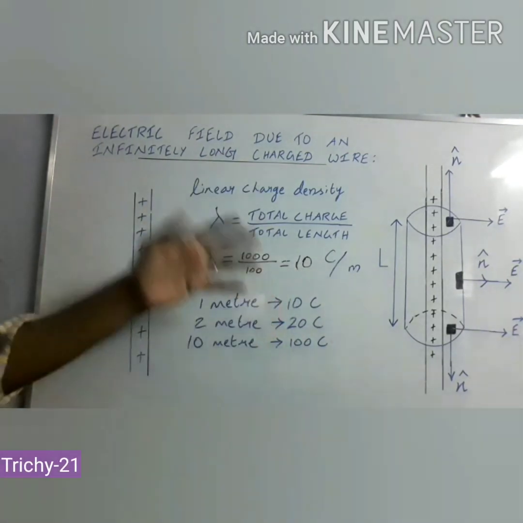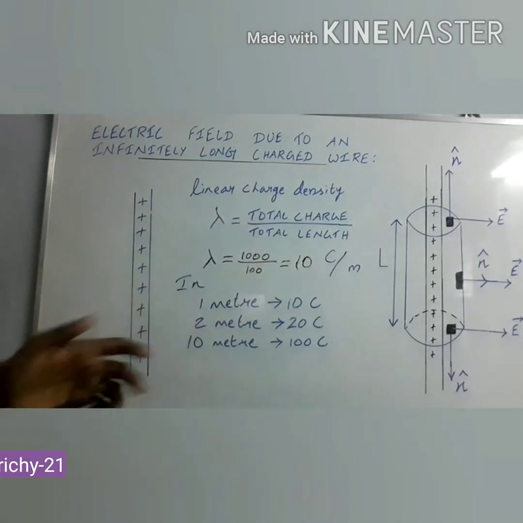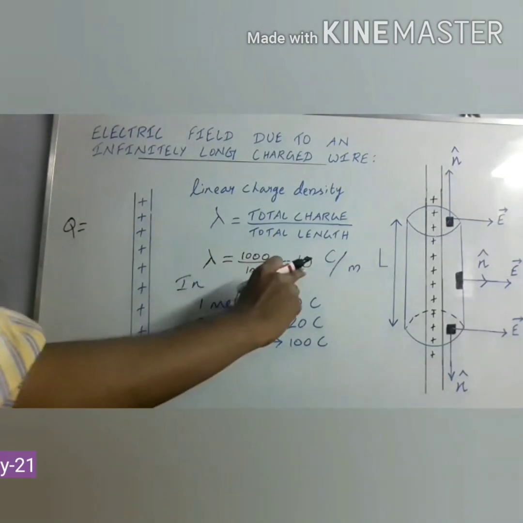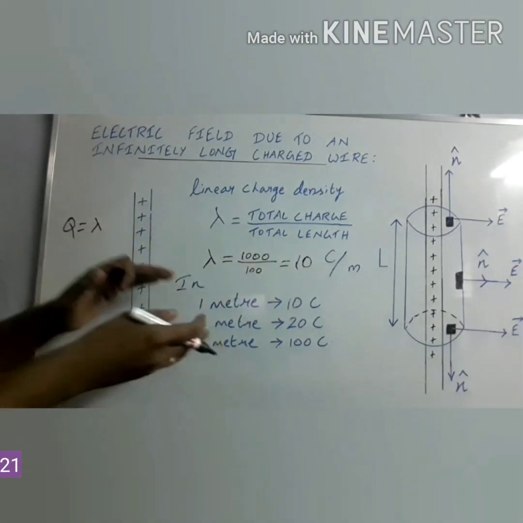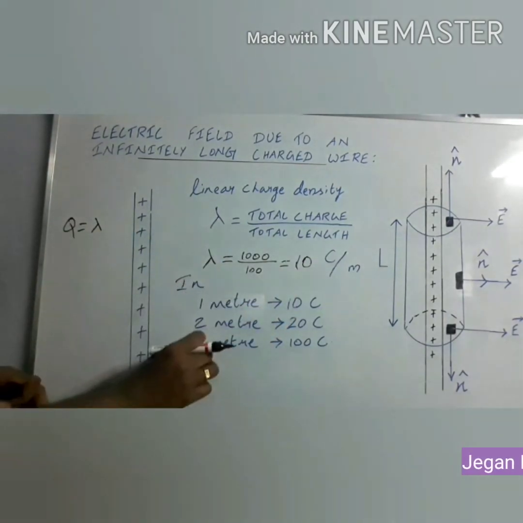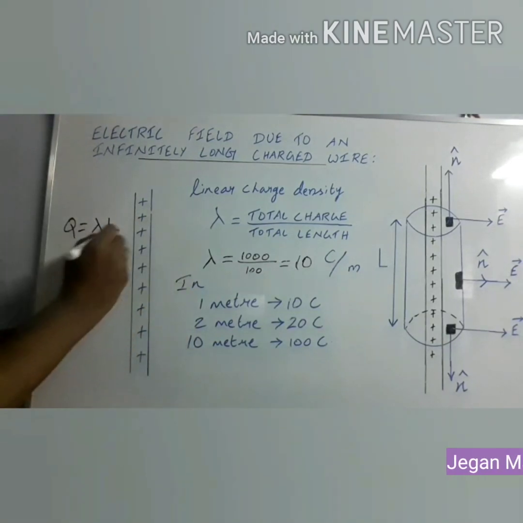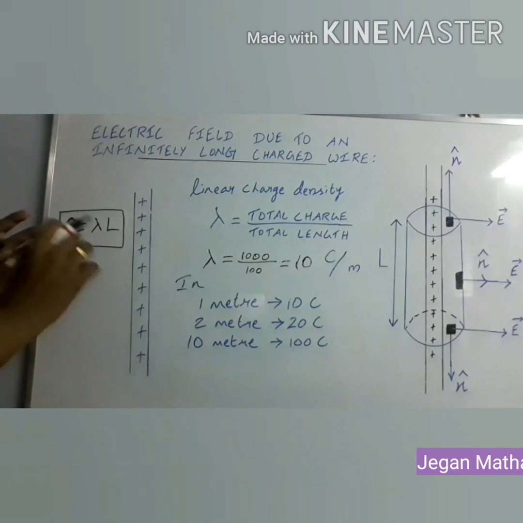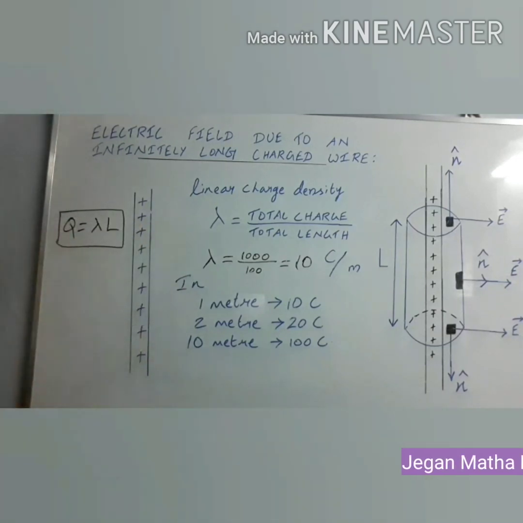So far, for our understanding, we used numbers. What is the general idea? How can you find the amount of charge? Q equals lambda, the linear charge density, multiplied by the particular length. Here we have used numbers for understanding; in general terms, it is L. This is only the way to find the amount of charges in a particular length.